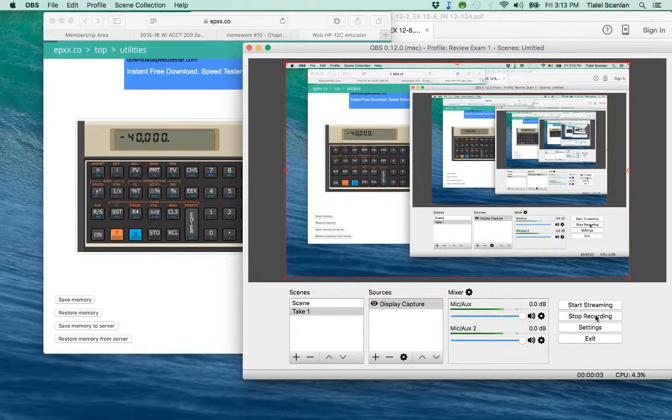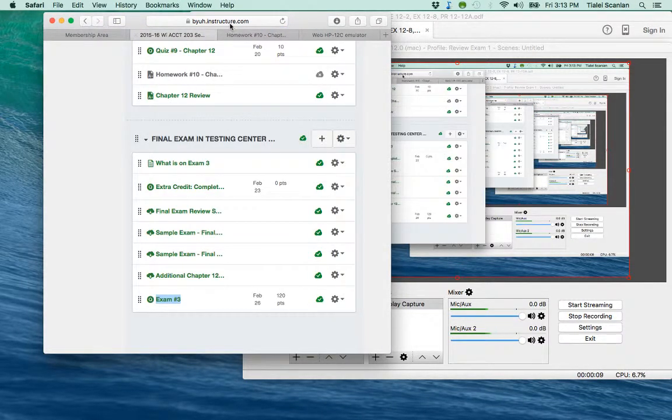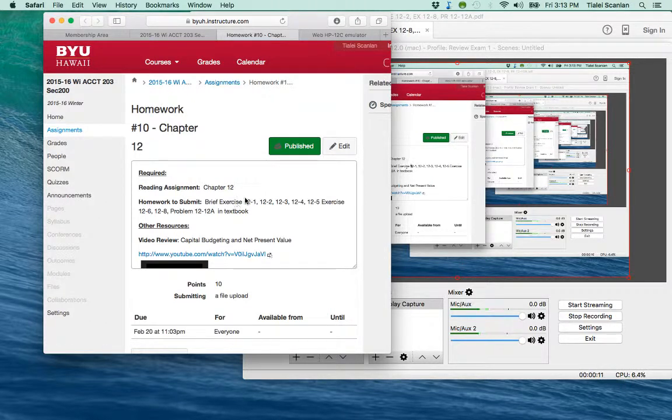Class, I just wanted to help you out with Chapter 12 homework. When we look at our homework, it's going to be 12.1, 12.2, 12.3, 4, 5, 6, 8, 12. And I just want to focus on the ones that deal with net present value.